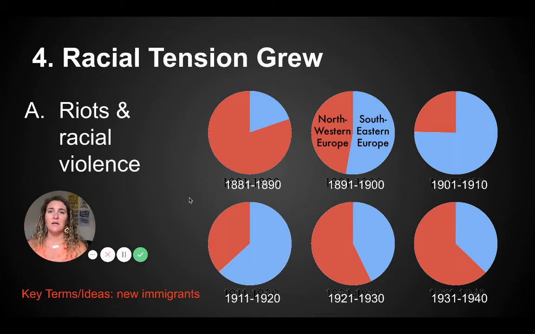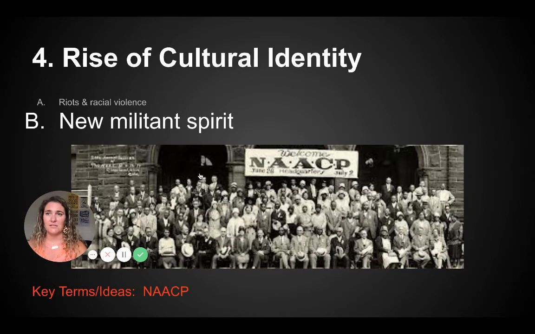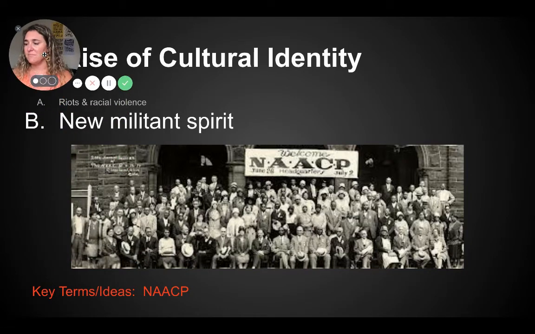This really led to a more militant spirit. Okay, so when I say militant here, what I mean is somebody who's aggressive in support of a political or social cause. So we see African Americans much more upset at the lack of equality. NAACP membership grew big time in the 1920s. NAACP stands for the National Association for the Advancement of Colored People.